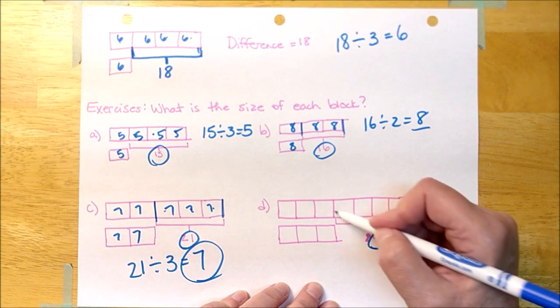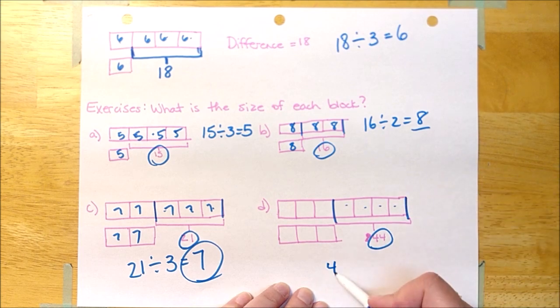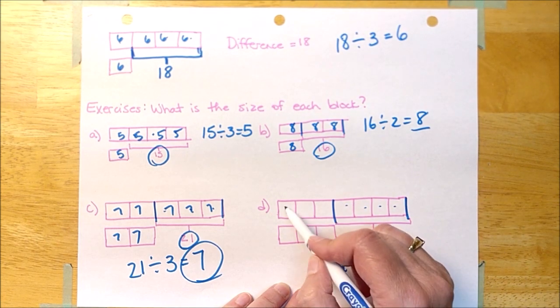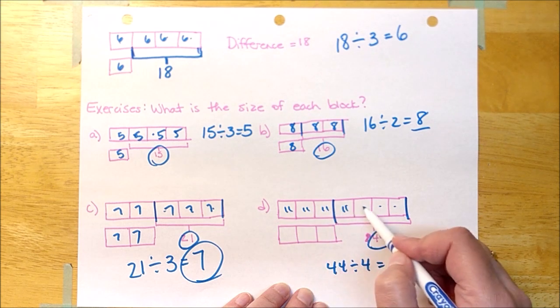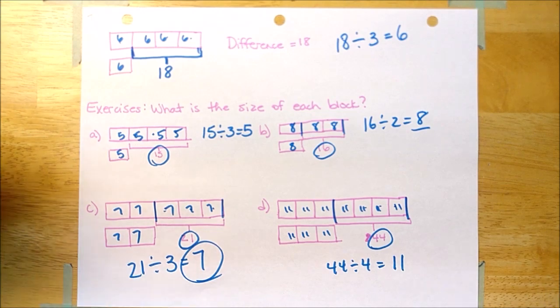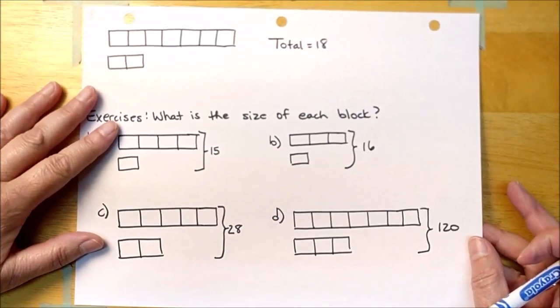Okay, here we have 44. 1, 2, 3, 4. 44 divided by 4 equals 11. So that means each box is worth 11. I hope that you figured those all out. Awesome. Way to go. You guys rock this.